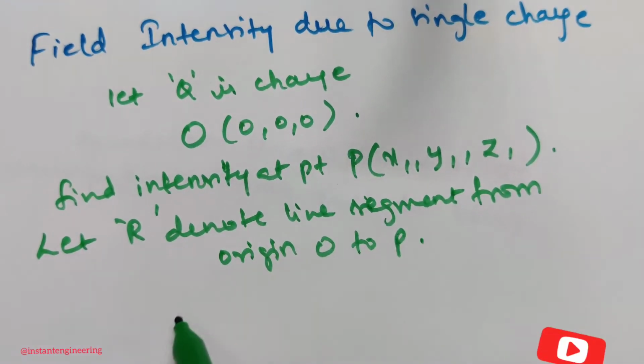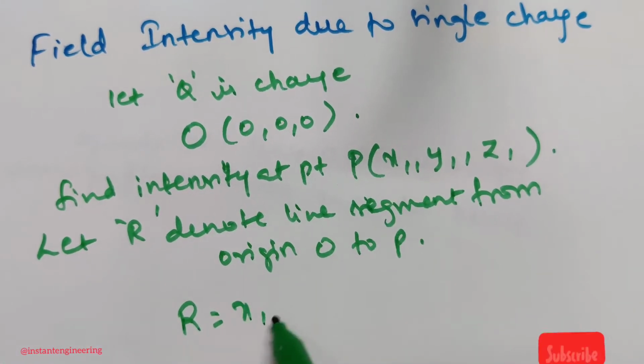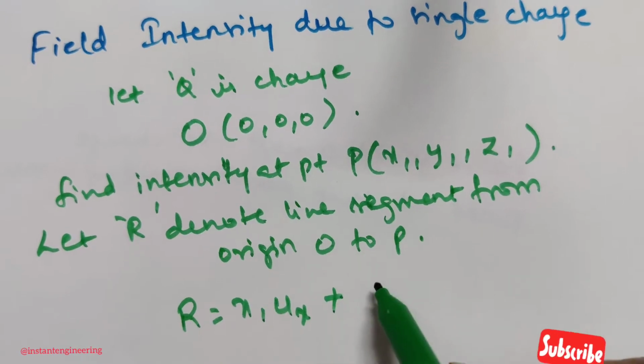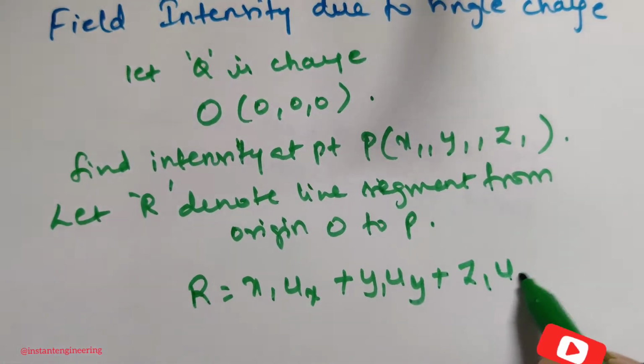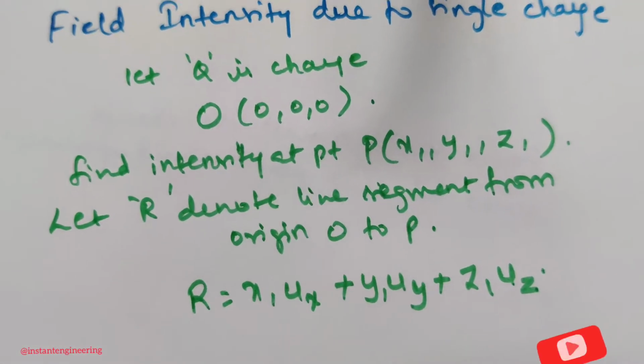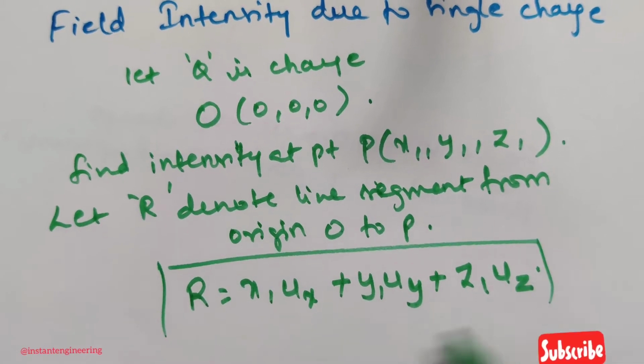So we know R can be written as x1 ux plus y1 uy plus z1 uz. Like we did for Coulomb's law, how we took the R values, similarly we have to take this.